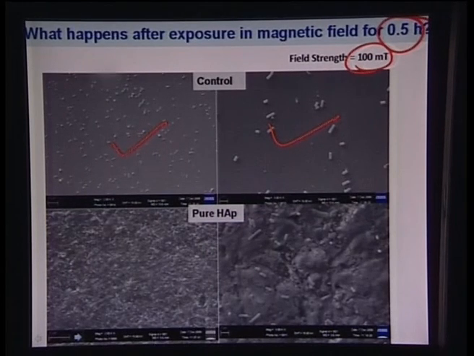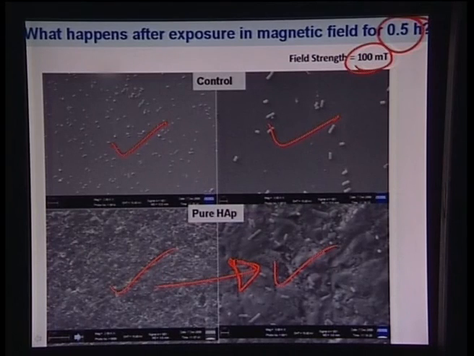We have also done similar experiments on pure hydroxyapatite, because hydroxyapatite is widely regarded as an excellent biocompatible, bioactive material, but there are two issues with it, and one of them is the lack of bactericidal property. So we tried to investigate whether applying a magnetic field can induce antimicrobial property in hydroxyapatite, and we have demonstrated that when we apply the 100 millitesla field, you can significantly reduce the number of bacteria seeded on the hydroxyapatite surface.